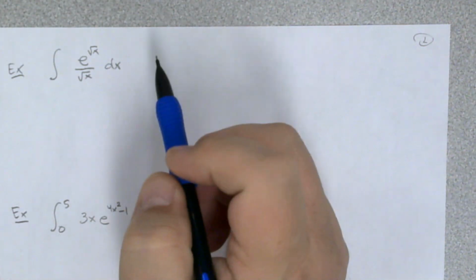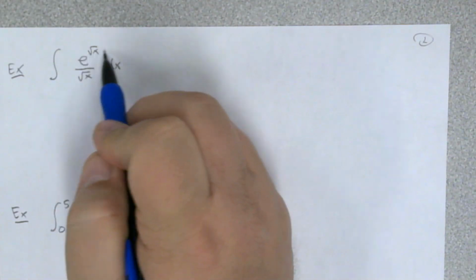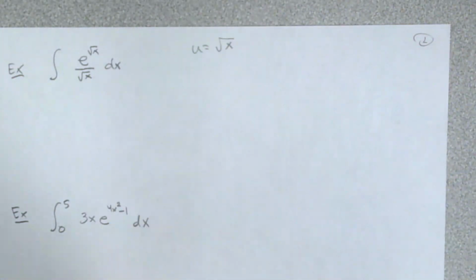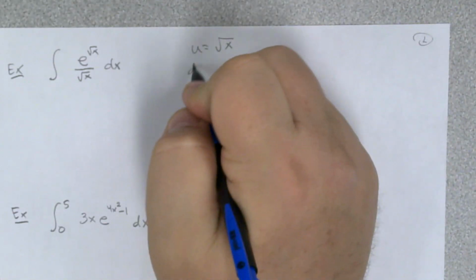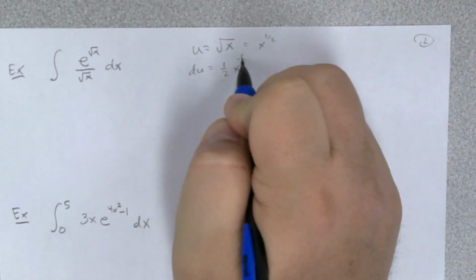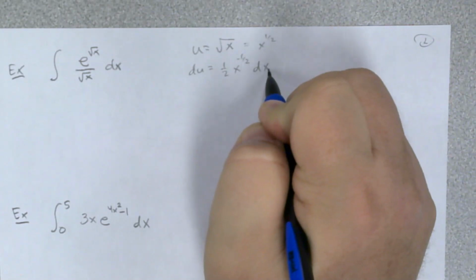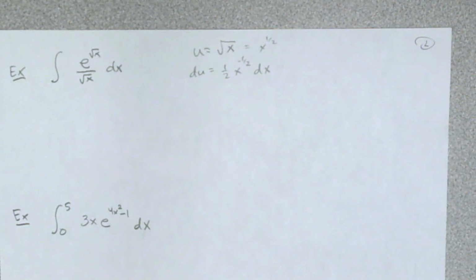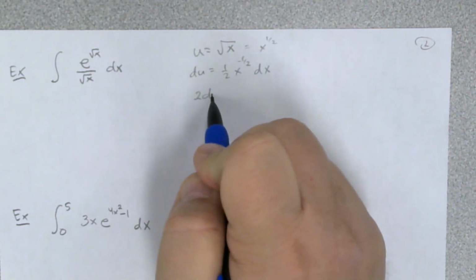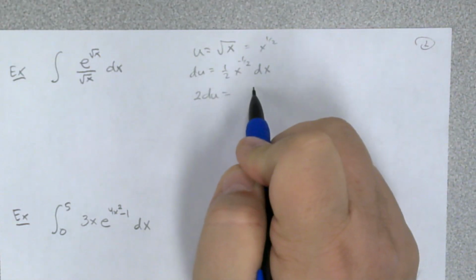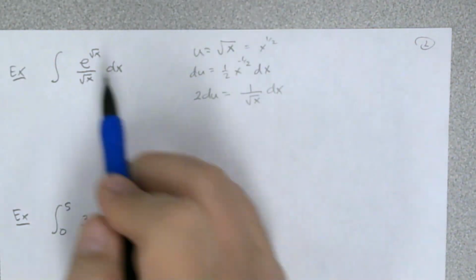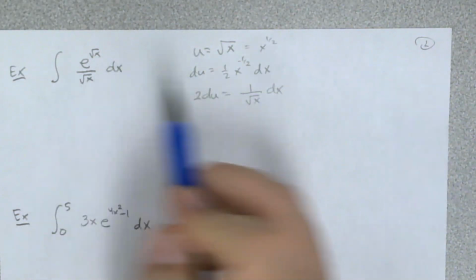So the first thing you want to do is, if you have an x and an exponent, choose the exponent. So choose the exponent as your u. The derivative of this is going to be, remember this is x to the 1/2, so this is going to be 1/2 x to the negative 1/2 dx. So the 1/2 here, I'm going to move over as a 2, so now I have 2 du equals, and then I'm going to change this to the positive, so it'd be 1 over the square root of x dx. And do I have that? Well, there's the 1 over, and there's the dx, so yes, I have that.